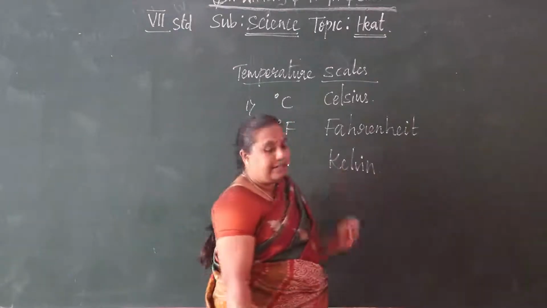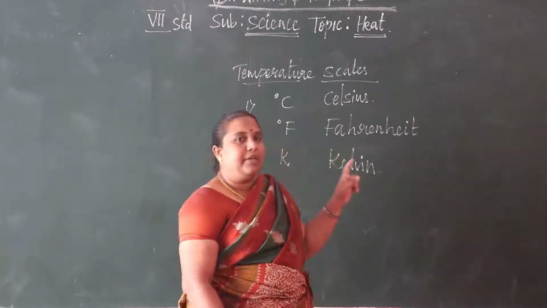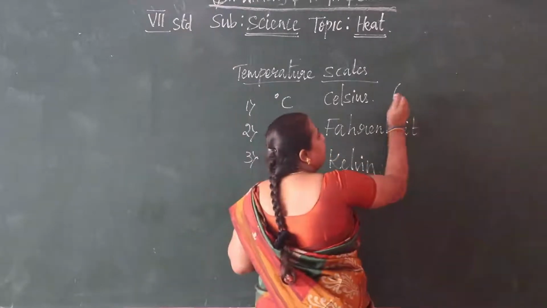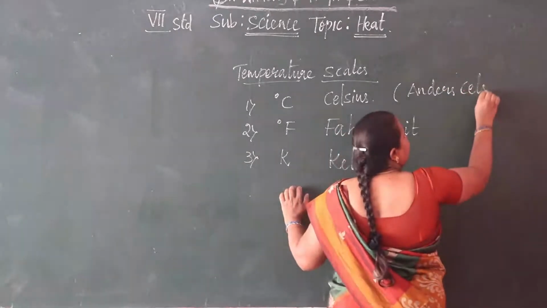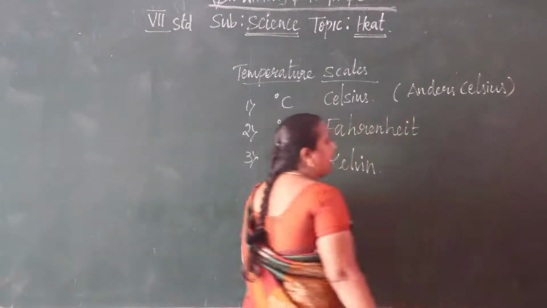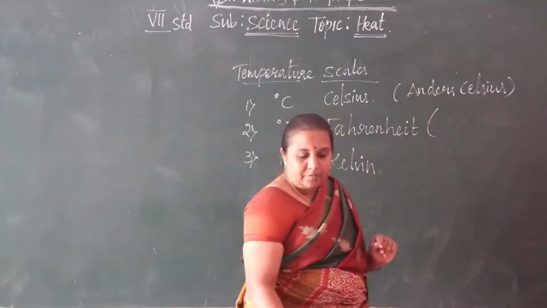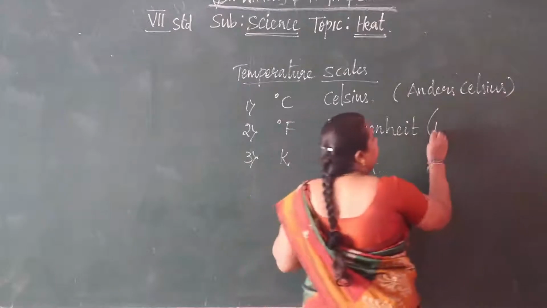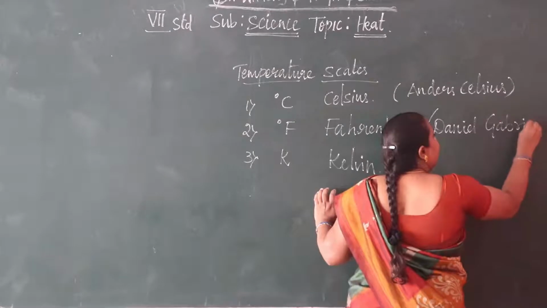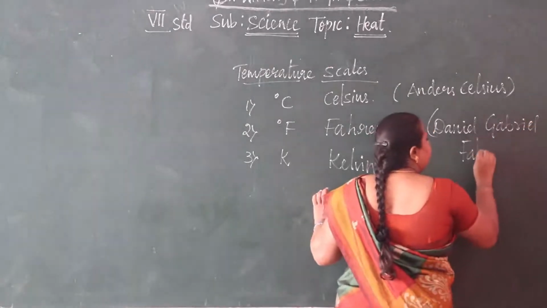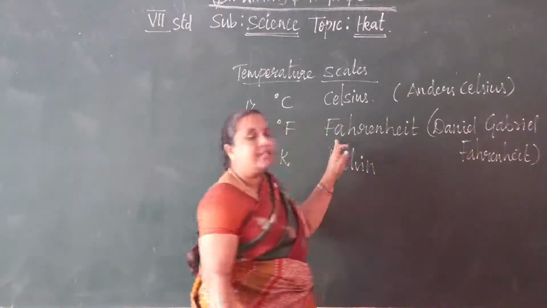Then Fahrenheit, that is Daniel Gabriel Fahrenheit. Celsius was invented by Anders Celsius, so it is known as the Celsius scale. And Fahrenheit, Daniel Gabriel Fahrenheit, so it is known as the Fahrenheit scale.